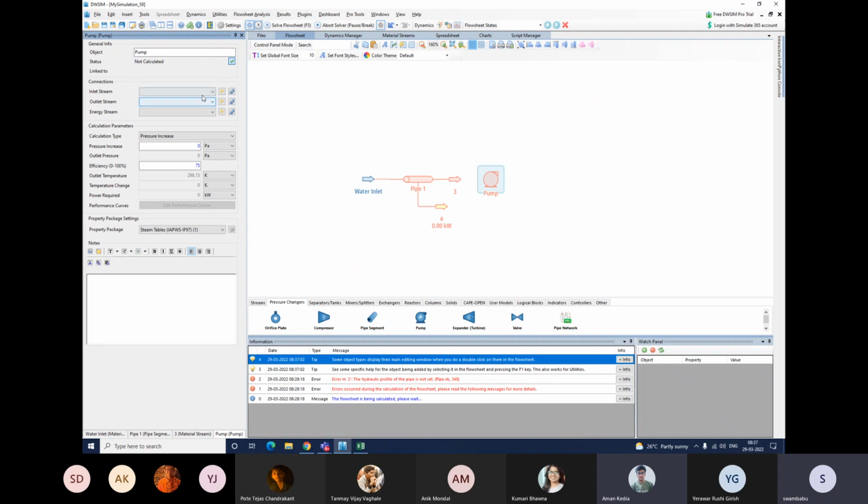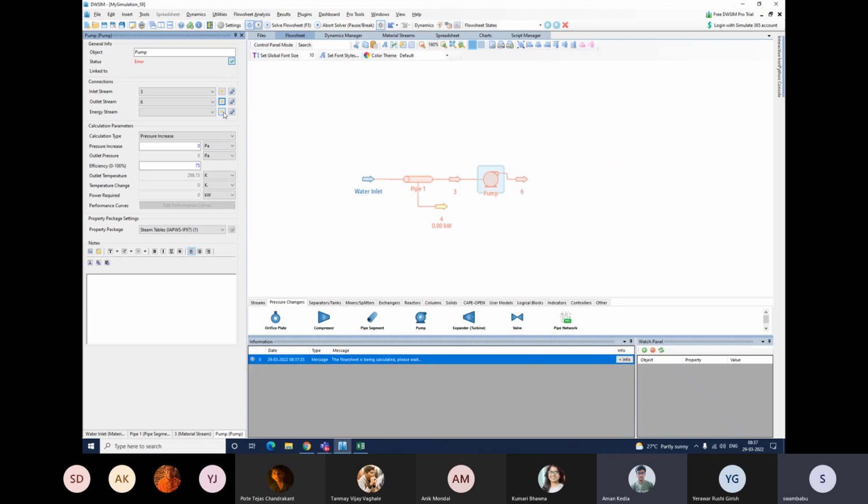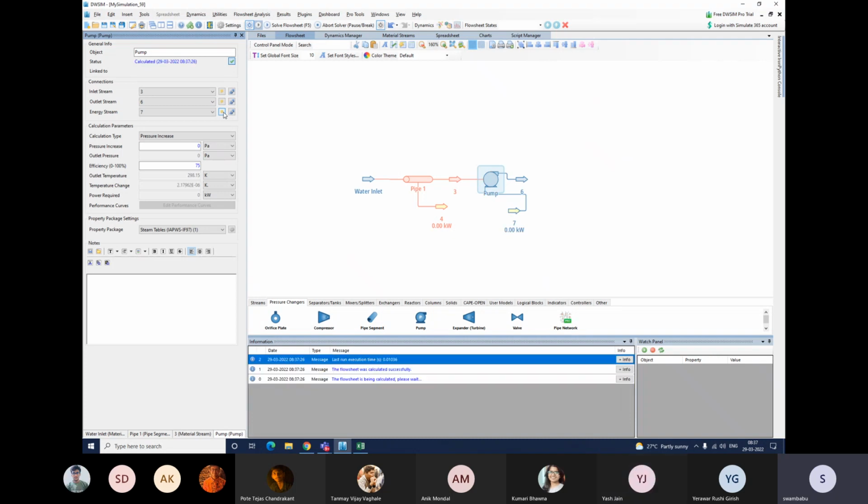So the pump again has an inlet stream. Stream 3 is going as inlet to the pump. The outlet stream I will have to create, and the energy stream I will have to create.